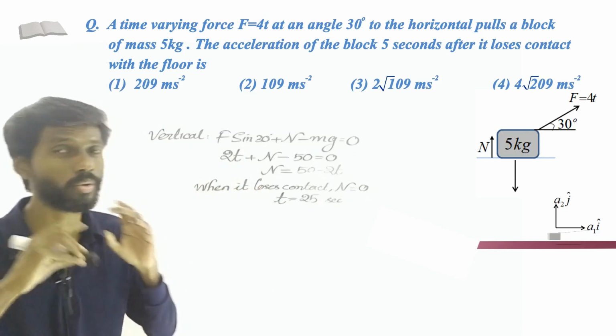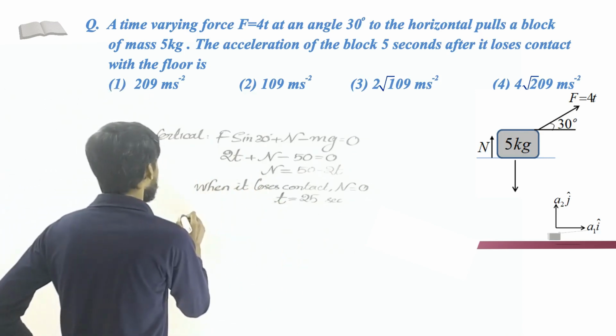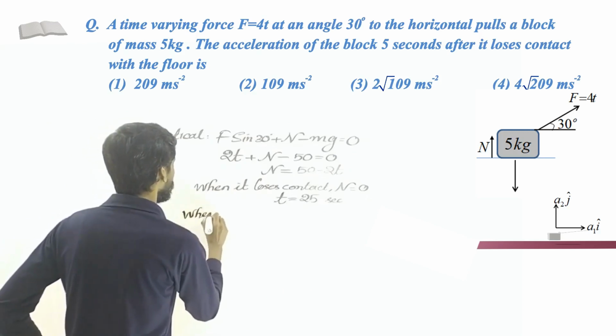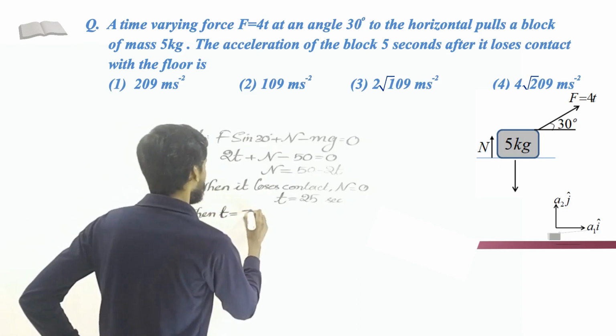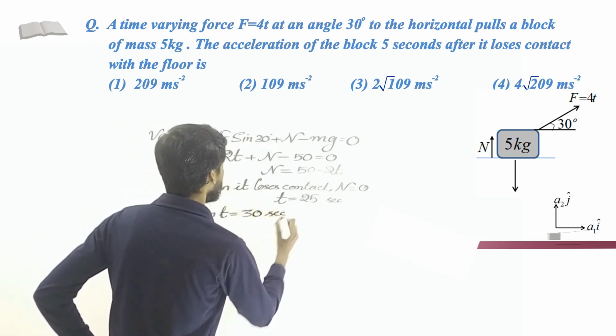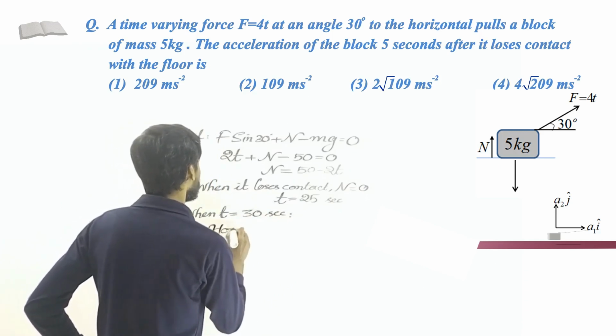So let us find these two components of the acceleration separately. Now when t is equal to 25 seconds plus 5 seconds, that means 30 seconds, we have to find the acceleration. So first let us find the horizontal direction.